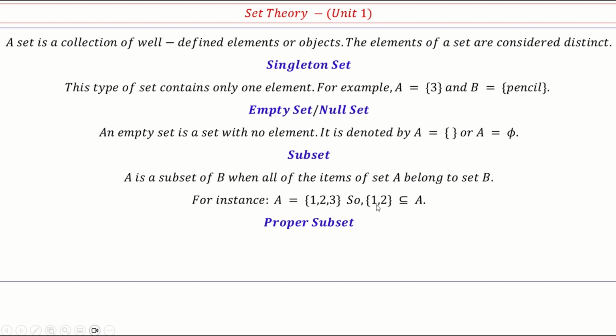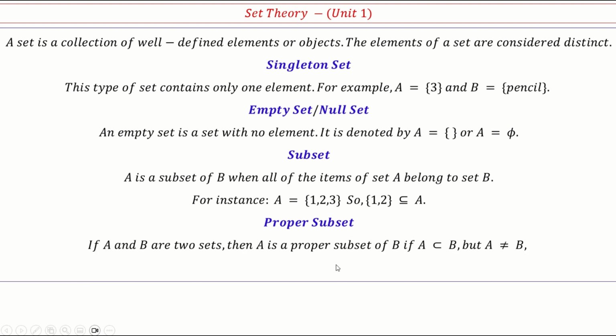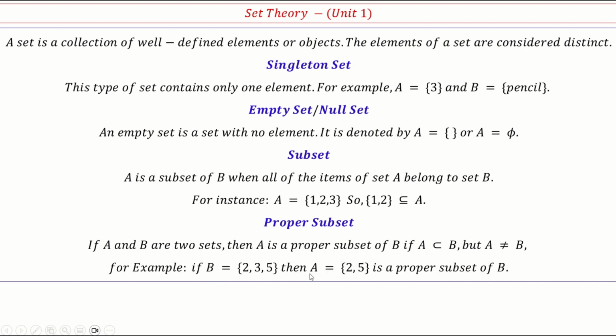Proper subset. If you see in subsets, you have phi, the null set, also a subset of a set, as well as the same set, {1, 2, 3}. That is, A is a subset of A itself. A proper subset is defined as a subset excluding phi and the set itself. So if you have B as {2, 3, 5}, then {2, 5} is a proper subset of B. {2, 3, 5} is not a proper subset of B. Phi is not a proper subset of B.